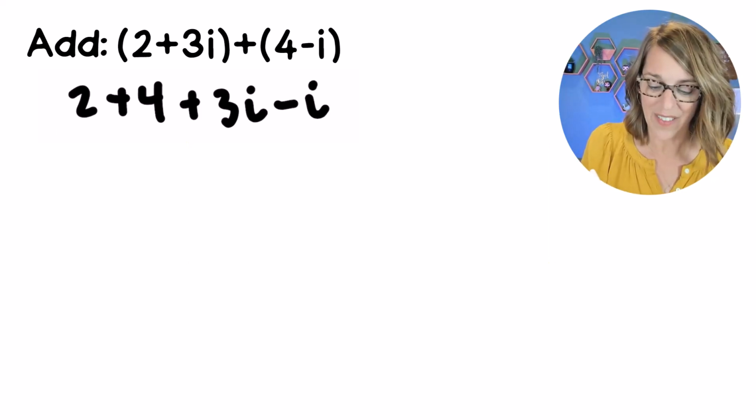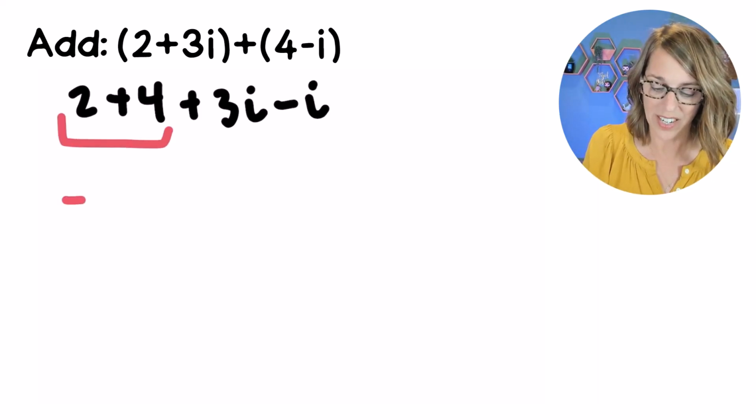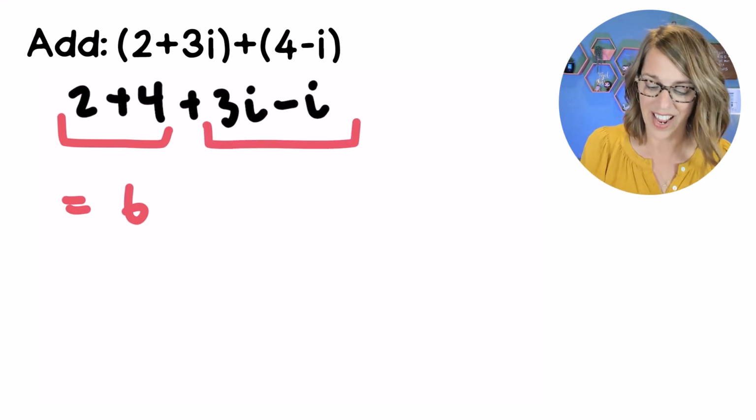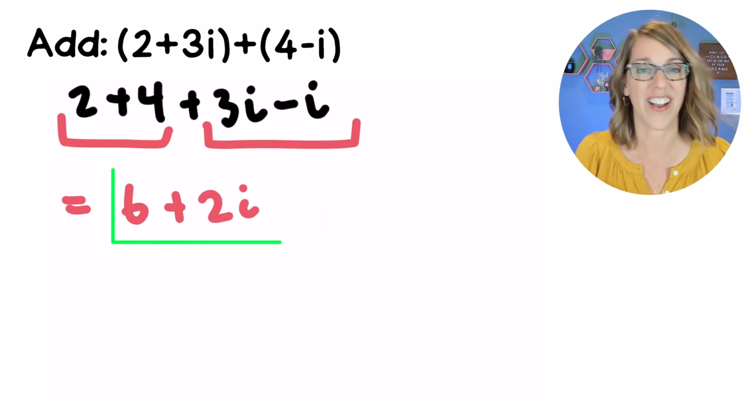Well, I am just about there. So as I combine these, I've got 2 plus 4, which is equal to 6. And then I've got my 3i minus i. 3i minus i is going to be a plus 2i.